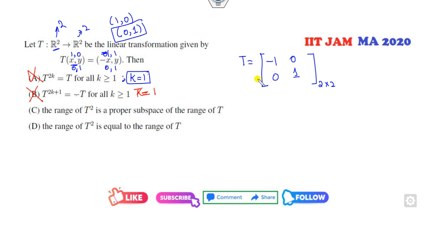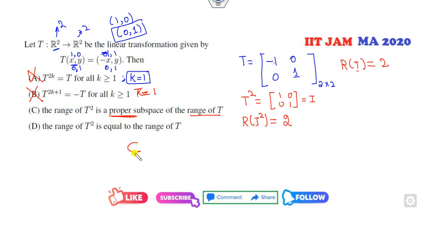Range of the t square. Can you find the t square from this? It is my 1 0 1 0, that is I. So for the range of t square, what is the rank of this? Rank of the identity matrix is 2. So what is the rank of t? Rank of t is again 2. Both have the same, but he said proper. Proper means not equality. So this is equal to, which is the right answer.